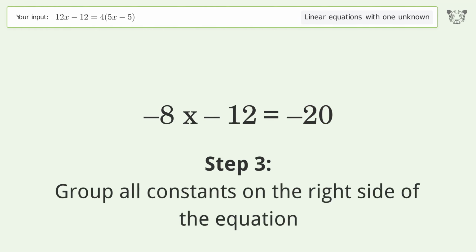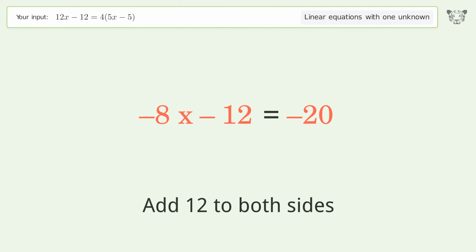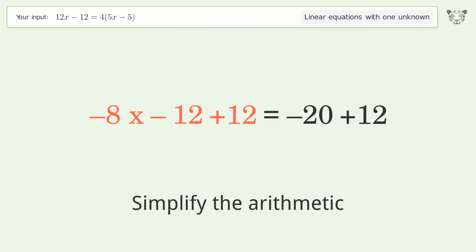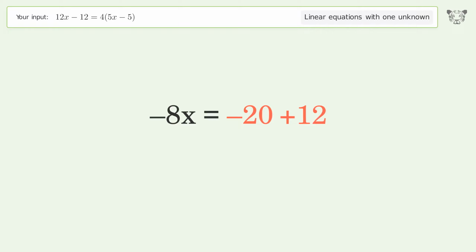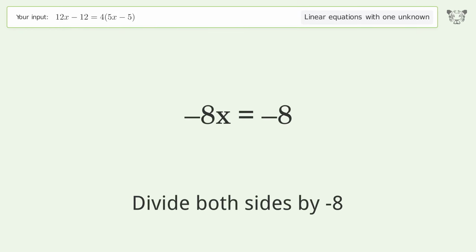Group all constants on the right side of the equation. Add 12 to both sides. Simplify the arithmetic. Isolate the x. Divide both sides by -8.